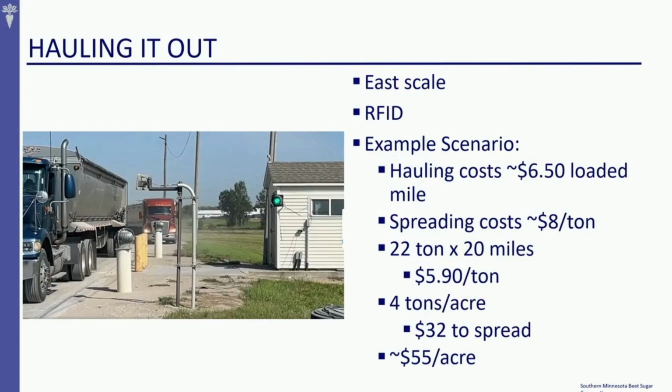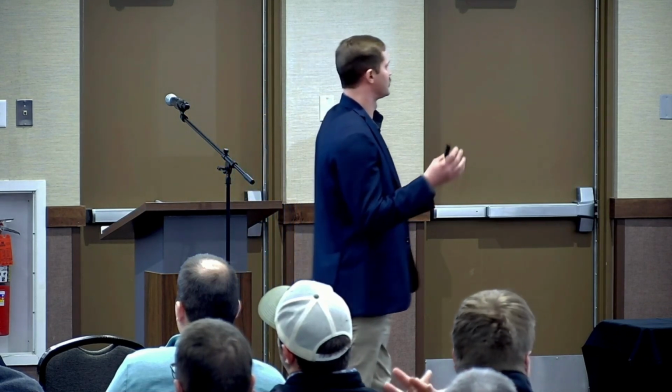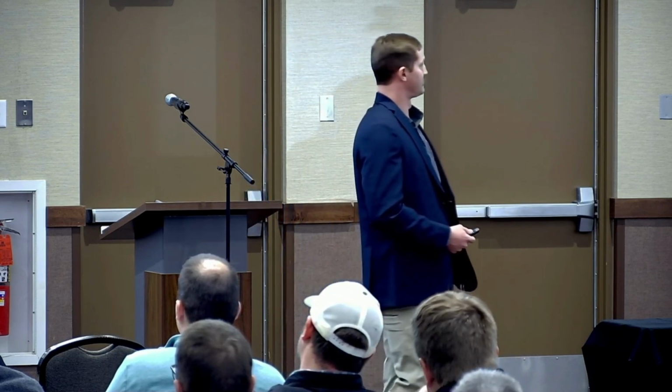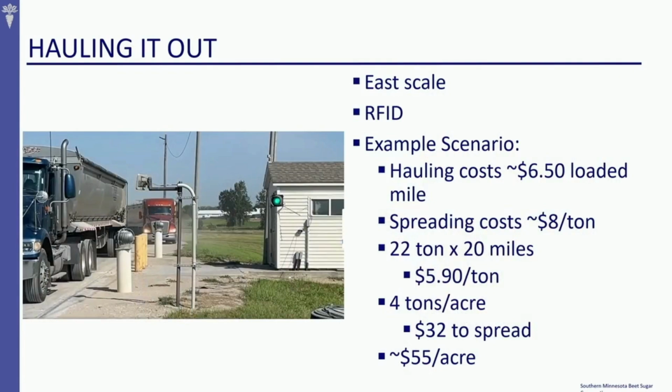I want to go through a quick example of just a kind of an average, maybe a random hauling scenario, just so you have an idea on cost. If I'm custom hauling some lime, I'm going to be somewhere in that 650 a loaded mile range. And if I'm, say, hauling that lime 20 miles, 22-ton load, it's going to be about $5.90 a ton to get it in my field. Then if I'm having it custom spread, I'm going to be about $8 an acre. And if I get 4 ton to the acre out in my field, I'm at $32, and for a total of about $55 an acre.